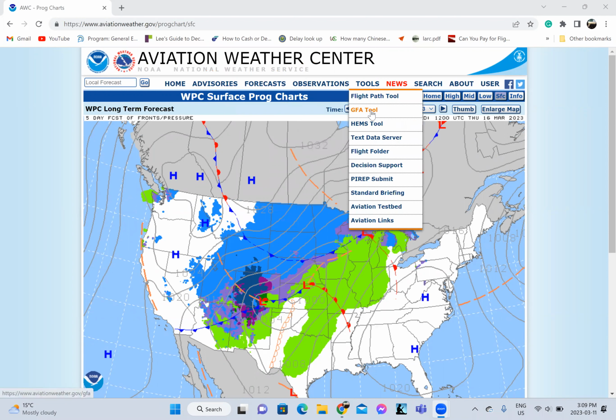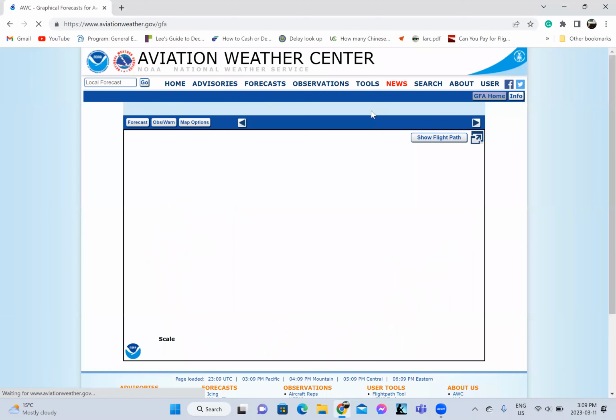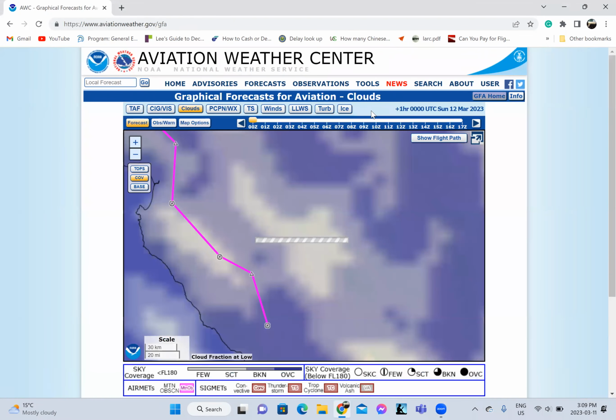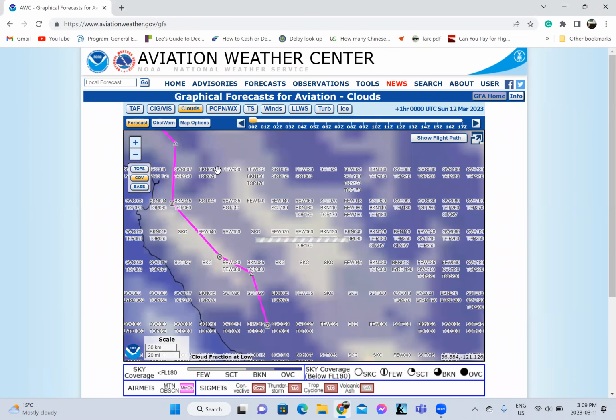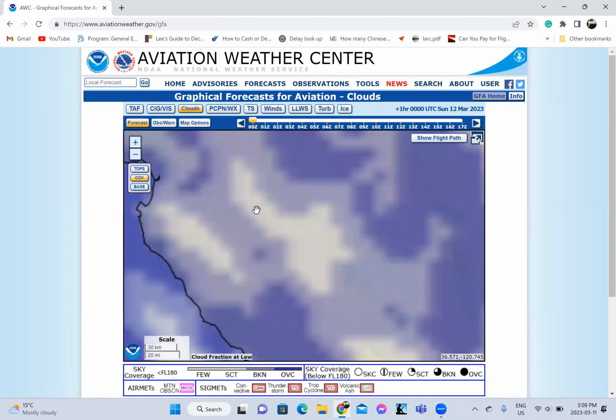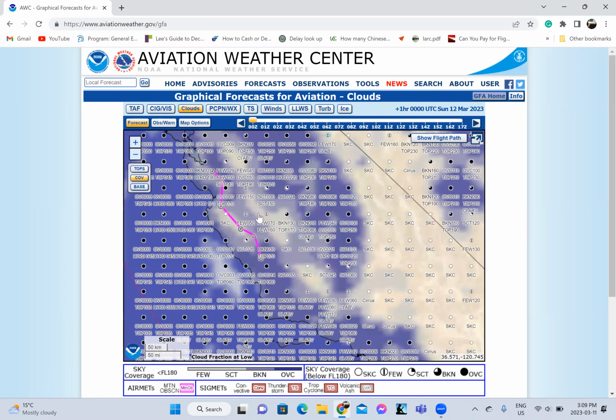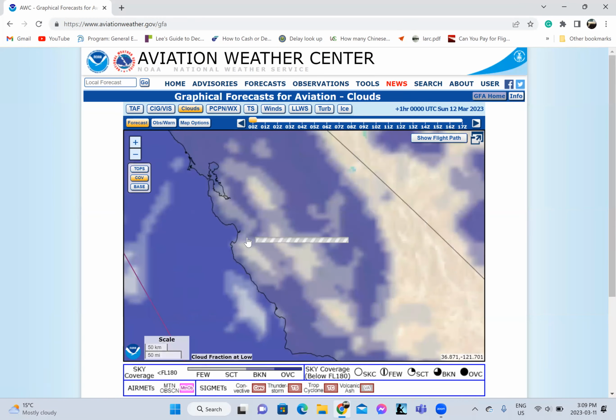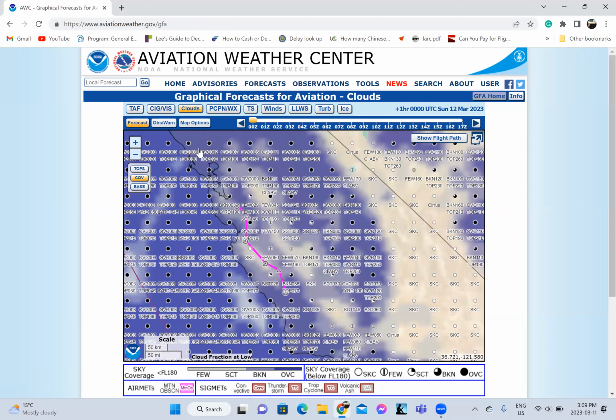All right, the last item we're going to go over is the GFA tool. This is my favorite. So what this chart does is it uses TAFs and METARs to help predict how things will look en route. So usually I use this one to check clouds and sometimes ceilings and visibility.